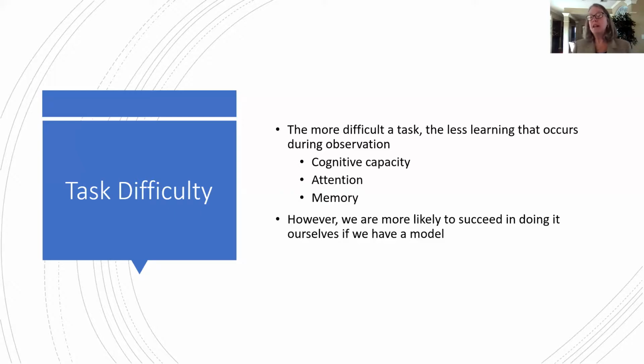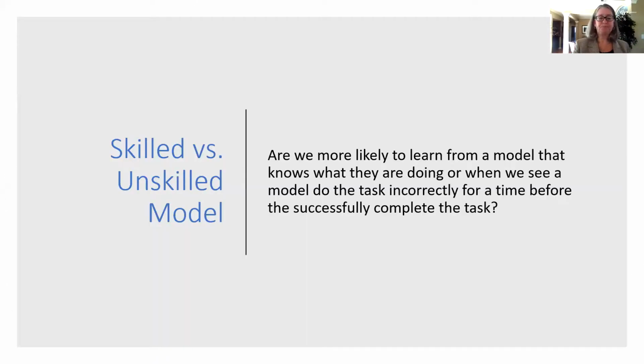But we are more likely to be successful if we use social observational learning with a more difficult task than a simple task. Sort of like with a simple task, you can do it without seeing how someone else did it. So it's not needed.